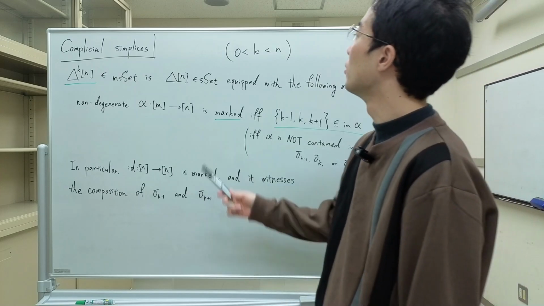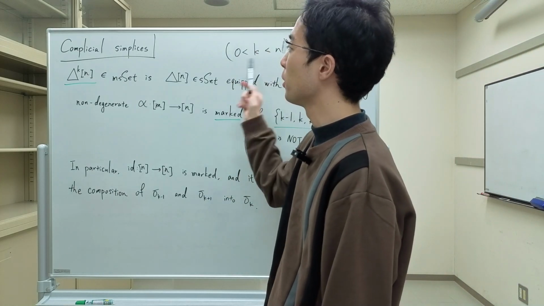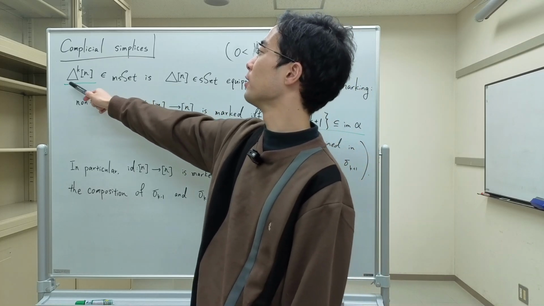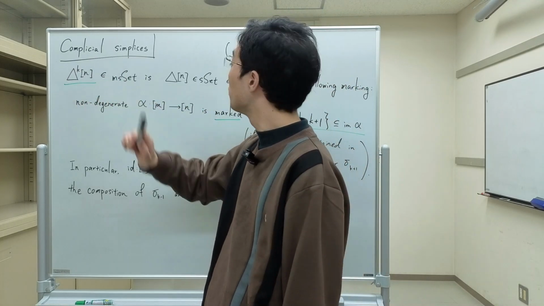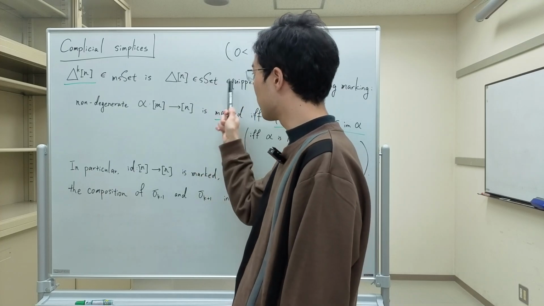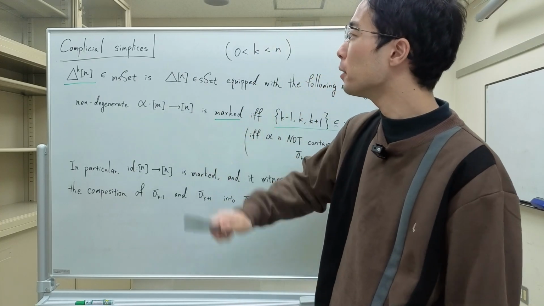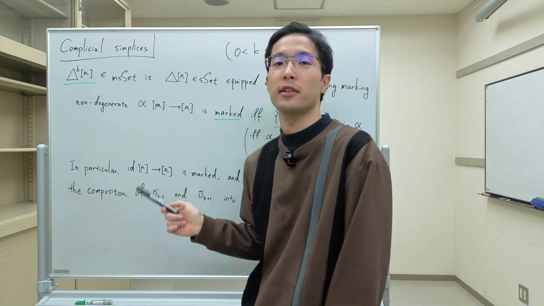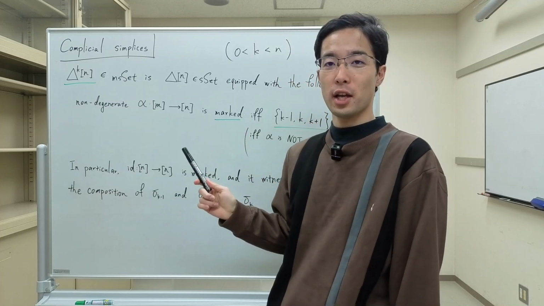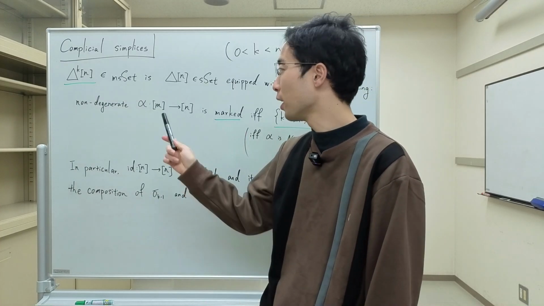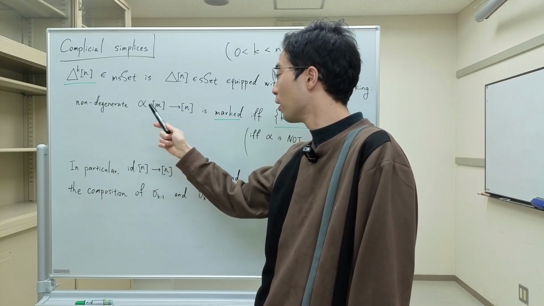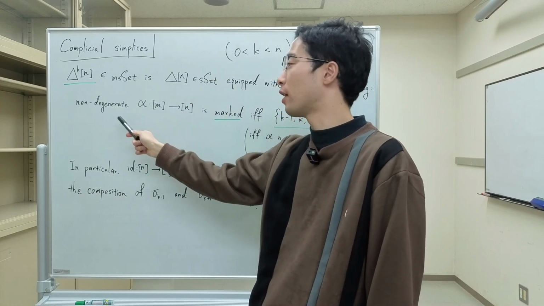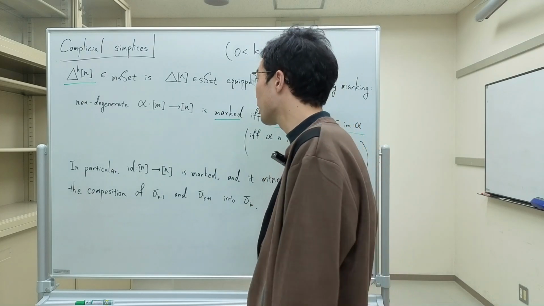Okay, so for k strictly between 0 and n, we define this marked simplicial set to be the standard n simplex equipped with the following marking. So by definition, in the marked simplicial set, all degenerate simplices are marked. So here I'm going to only define when a non-degenerate simplex is marked.